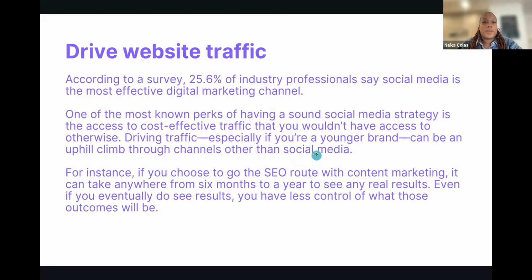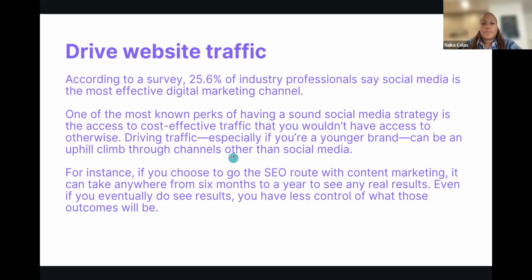So according to a survey, 25 or 26% of the industry professionals say social media is the most effective digital marketing channel. Marketing, right? But they're purchasing on your site. One of the most known perks of having a sound social media strategy is access to cost-effective traffic. Most of it is free. If you're using Reels, you're reaching more people than you would with just a regular post.